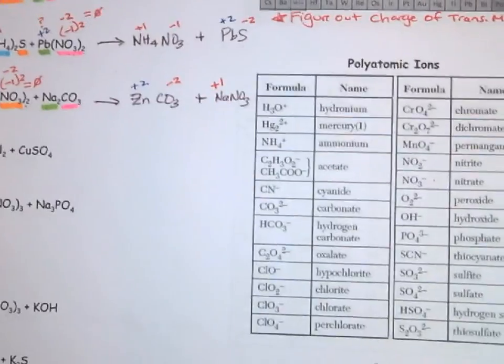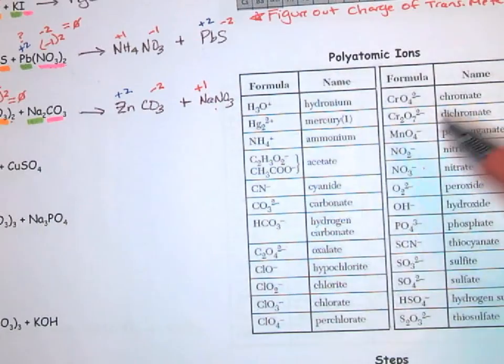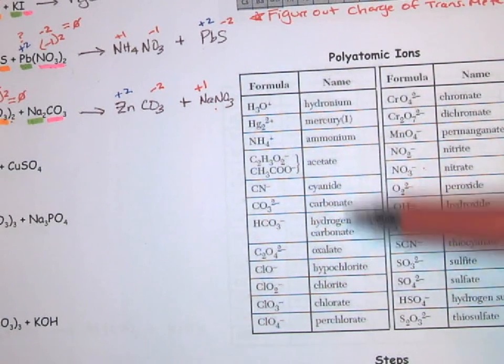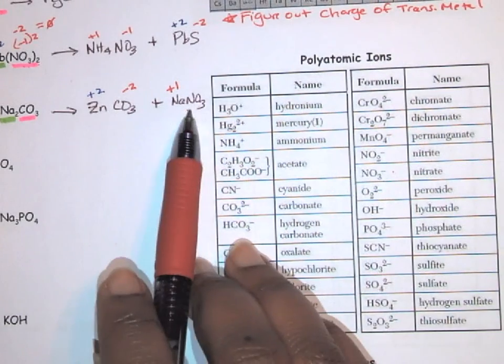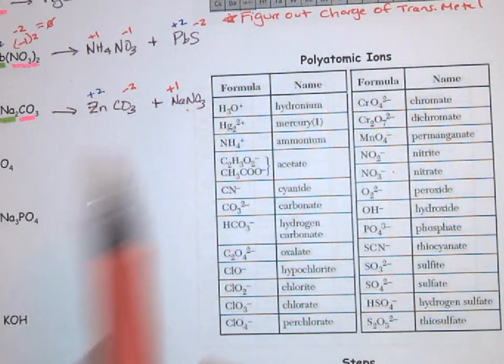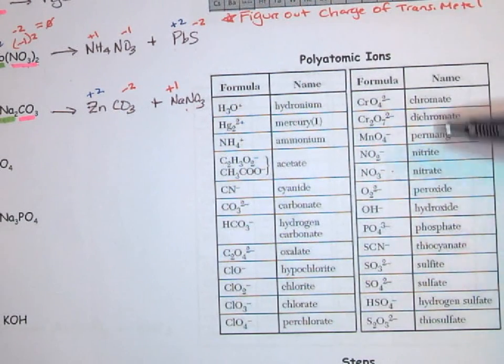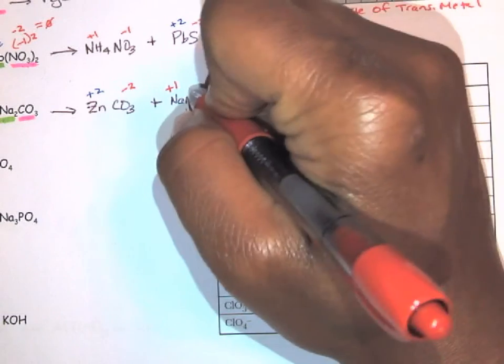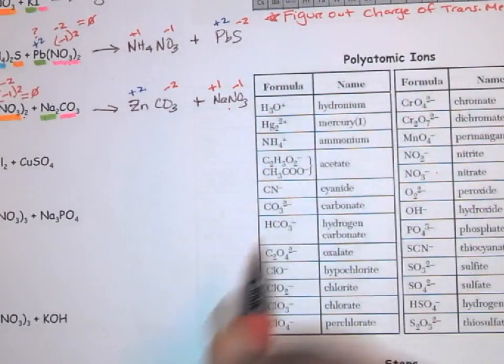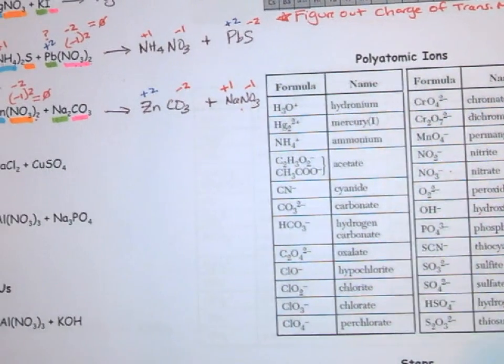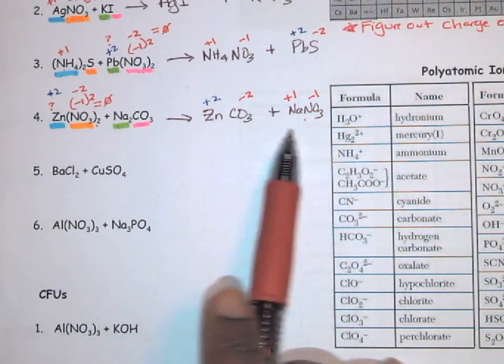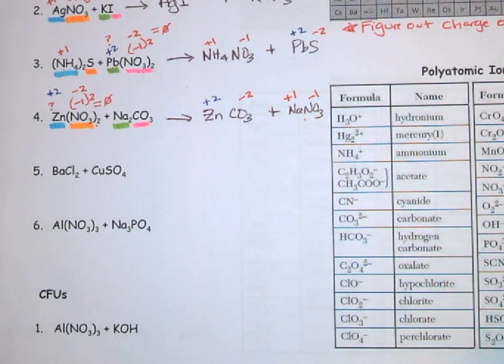And then for my nitrate polyatomic ion, I have to look on this polyatomic ion chart. Remember, polyatomic ions are made up of more than 1 atom. So NO3 is made up of more than 1 atom. So I'm going to go over here, and nitrate has a -1 charge. All right, so then these formulas are also balanced. So these are my 2 products, okay?